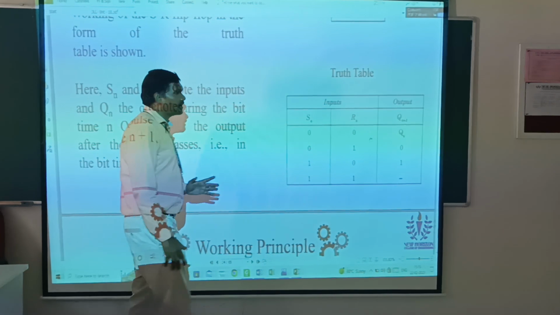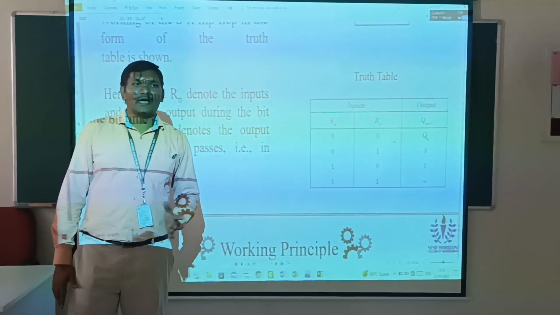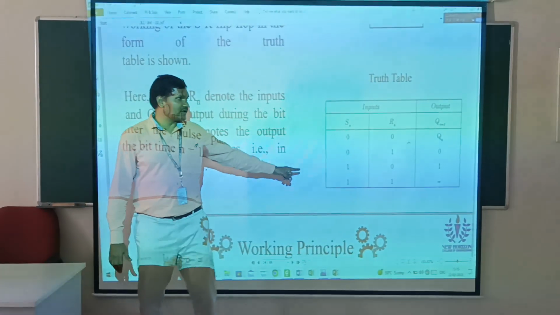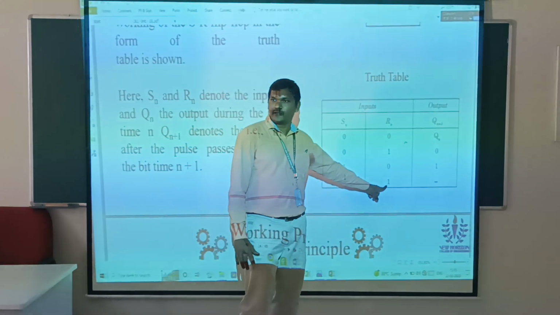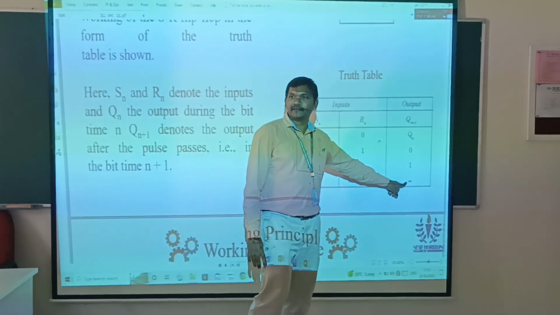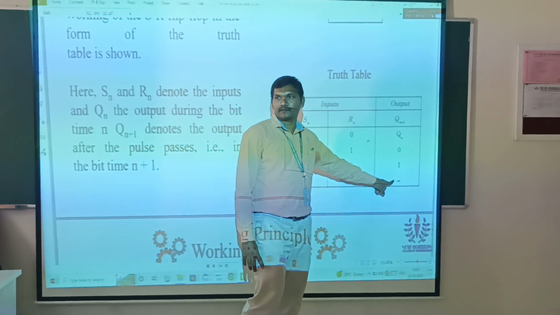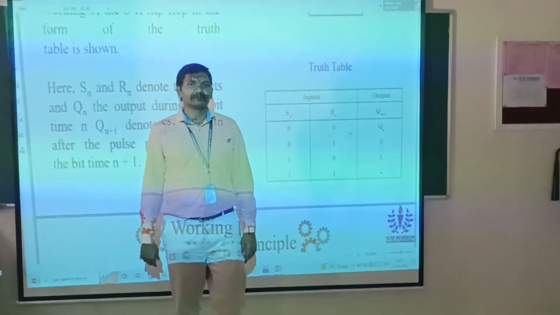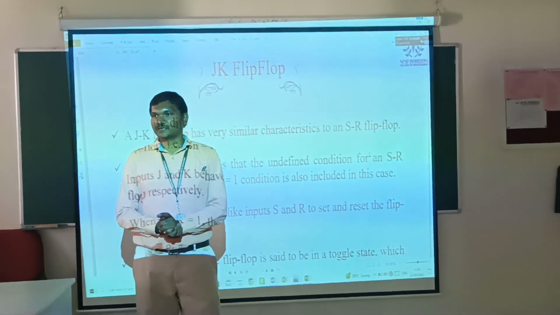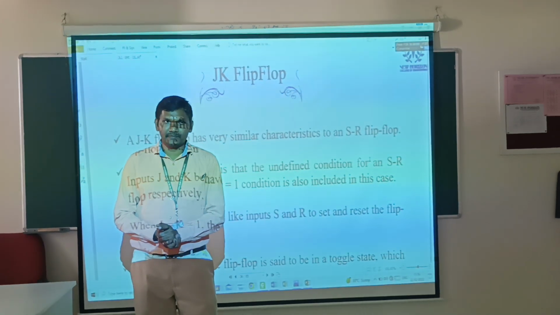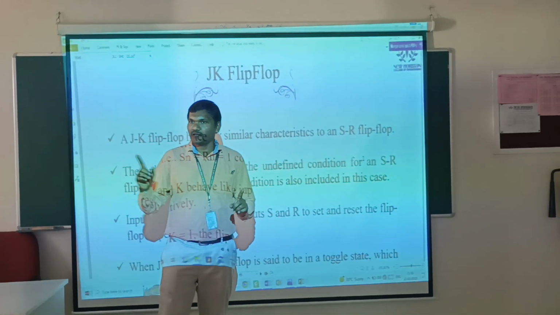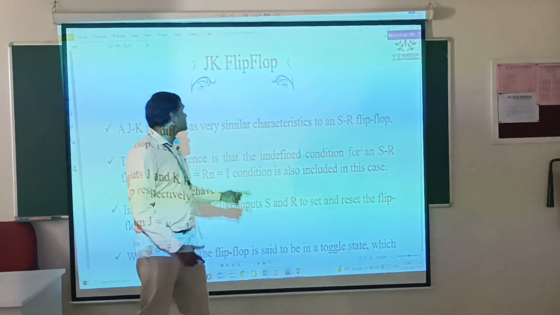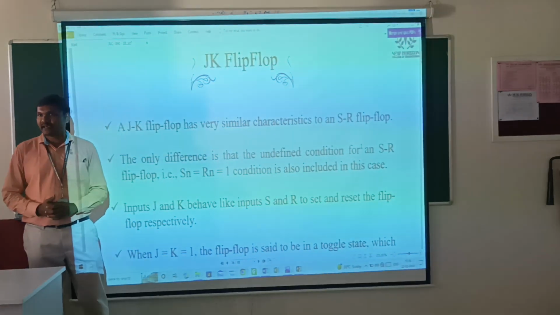Even though in our experiment we are going to talk about JK flip-flop, I have given a brief introduction about SR flip-flop because we have a certain disadvantage. What is the disadvantage? When both the inputs are 1 and 1, the output is indeterminate. To overcome this particular disadvantage, we are going for JK flip-flop. So as I said, we have a disadvantage in SR flip-flop, that is when you give both the inputs as 1 and 1, we are not able to determine the output. To overcome that disadvantage, now we are moving to a flip-flop called JK flip-flop.